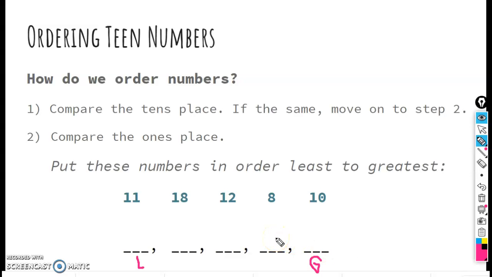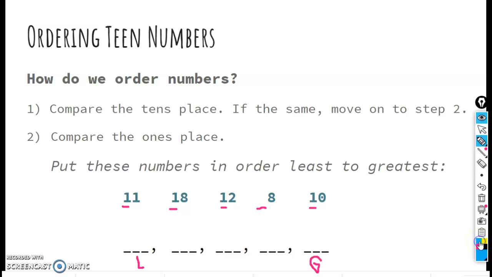So first I'm going to look at the tens place because that's step number 1. If I look at the tens in each one, I notice there's 1 ten in 11, 1 ten in 18, 1 ten in 12. There's 0 tens in 8 because it's just 8, so there's an invisible 0 there, and 1 ten in 10. So I'm thinking about all those numbers, which one is the least? 1 ten, 1 ten, 1 ten, 0 tens, or 1 ten?